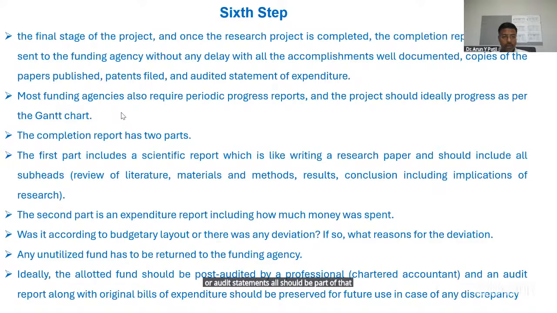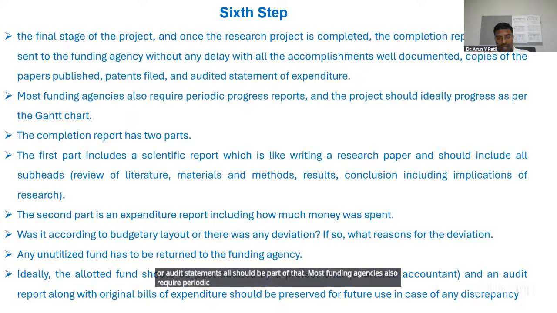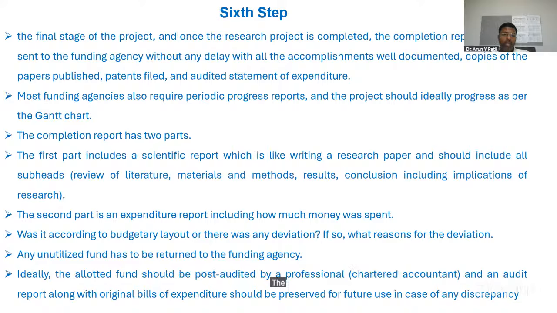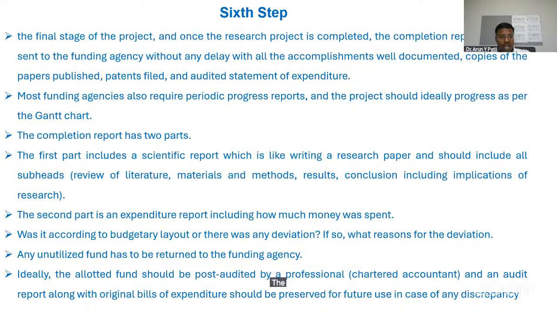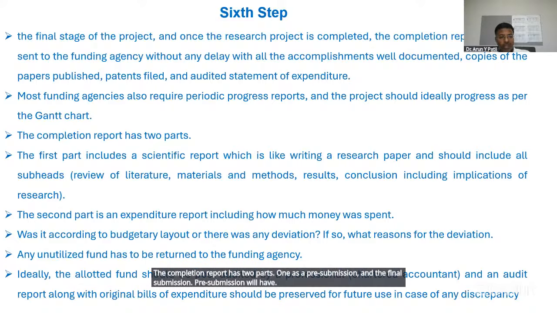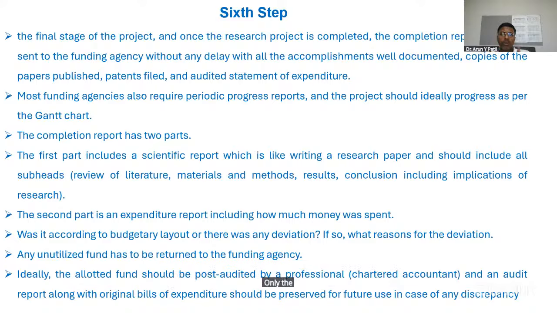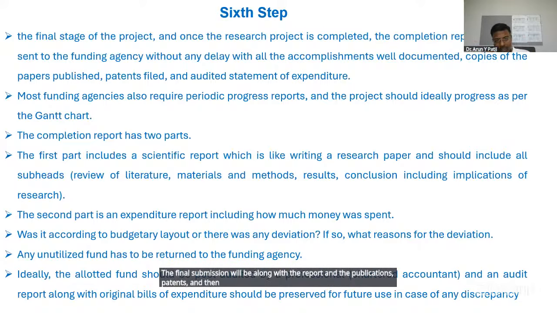Most funding agencies also require periodic progress reports. That's what I said, the quarterly review will be happening. So they would like to check that through a Gantt chart. So always have that as a showcasing tool. The completion report has two parts, one as a pre-submission and the other the final submission. Pre-submission will have only the reports pertaining to the expenses being done. The final submission will be along with the report, the publications, patents, and then audited statements.